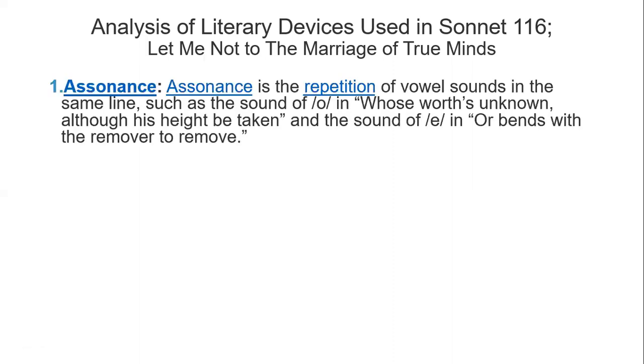Assonance is a repetition of vowel sounds in the same line, such as the sound of O in "whose worth's unknown, although his height be taken," and the sound of E in "or bends with the remover to remove." Assonance is a repetition of vowel sounds within a line. So here in this sonnet, we have two examples: one of the O sound and the second of the E sound.